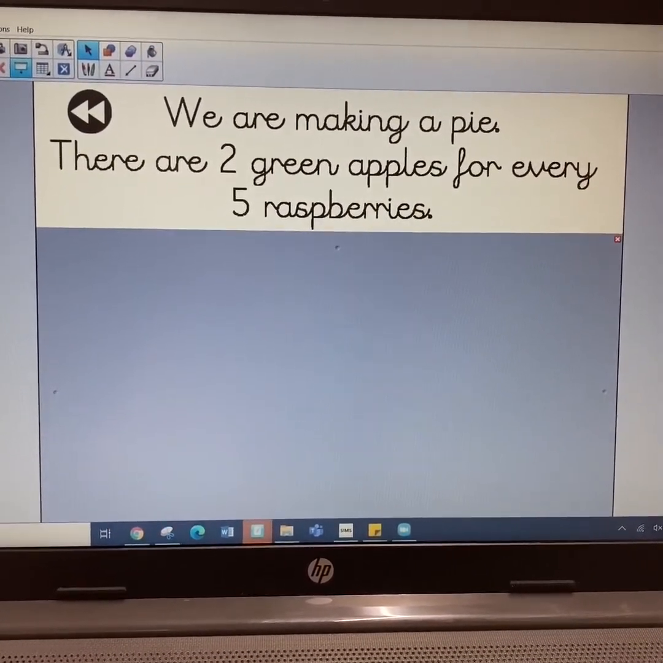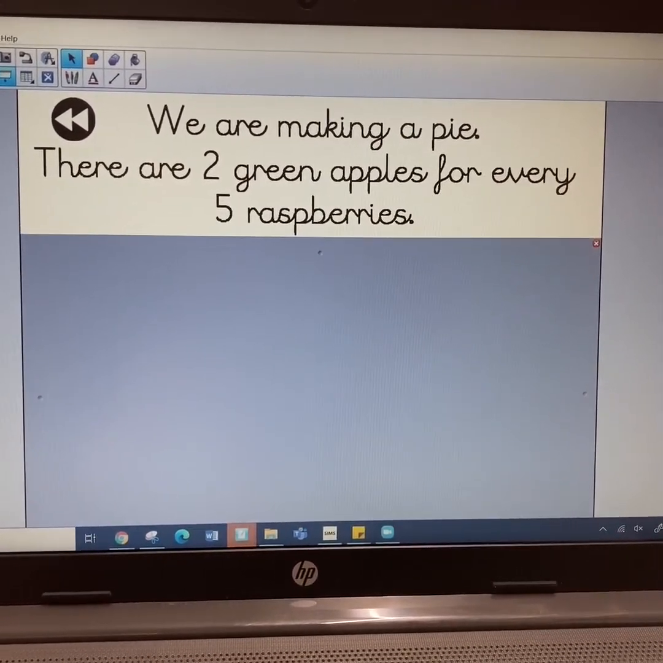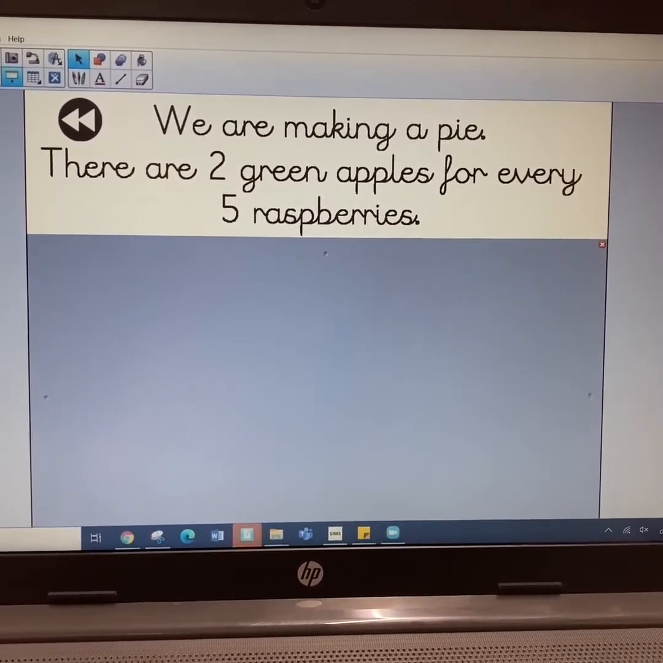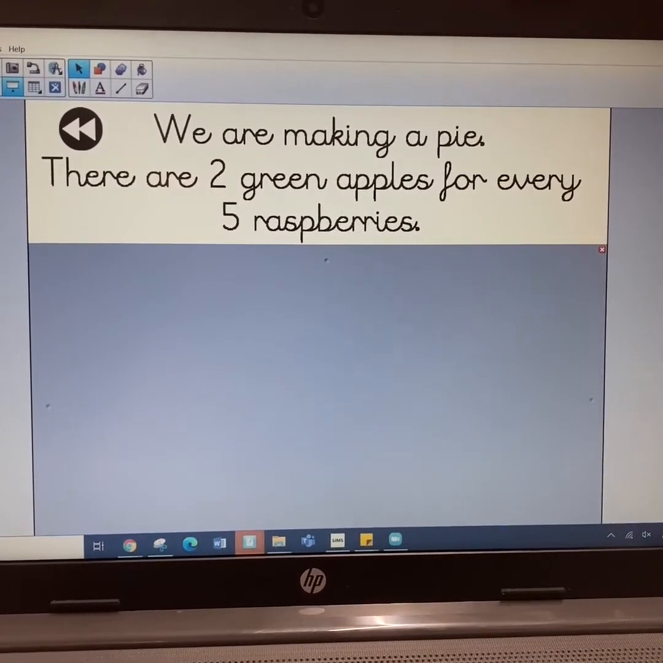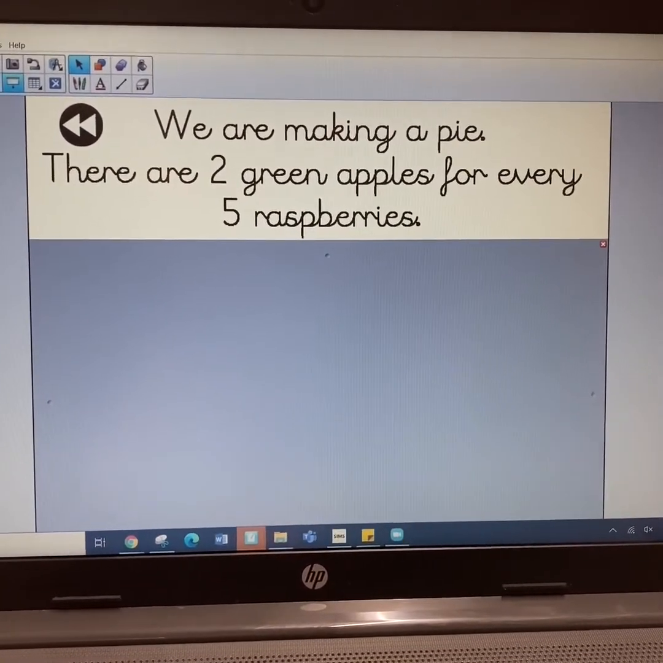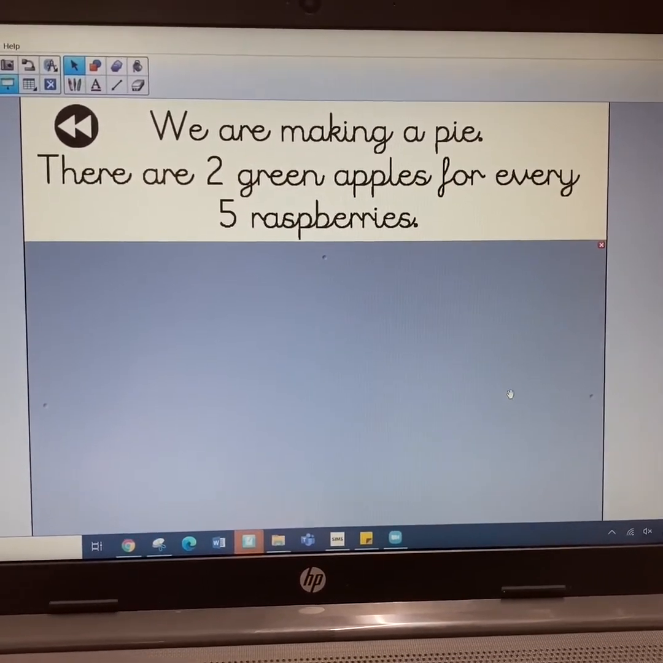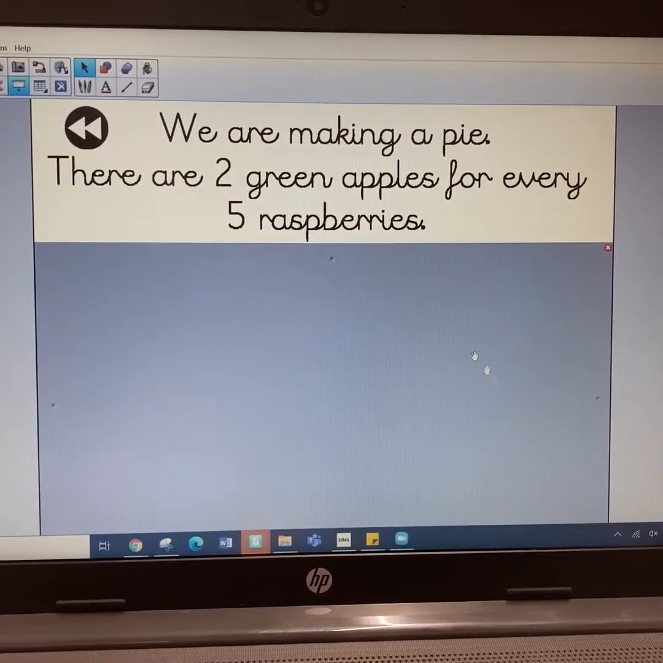Next one then. This time we're going to make a pie. And there are 2 green apples for every 5 raspberries. Can you write down what this would look like as a ratio? And can you tell me how many pieces of fruit make my whole? And this time, can you prove it by drawing it using a bar model, using a part-part whole model?